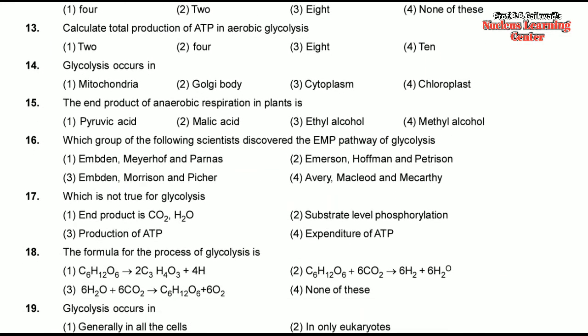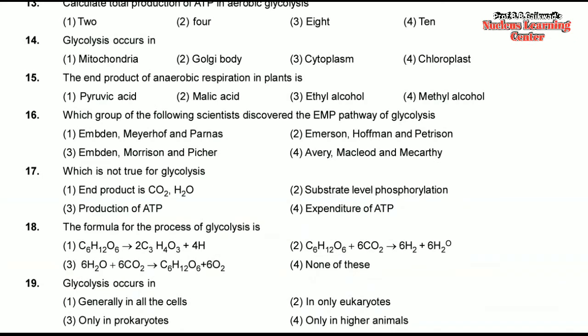14 number MCQ is given: glycolysis occurs in the cytoplasm of the cell. Cytoplasm is the site of glycolysis. 15 number MCQ is: the end product of anaerobic respiration in a plant. The end product of anaerobic respiration in plants is ethyl alcohol.